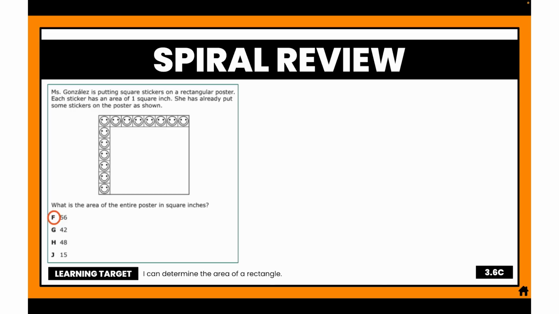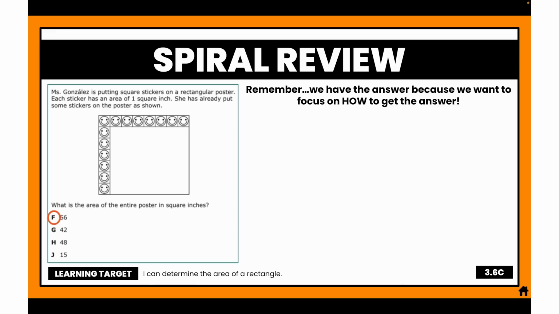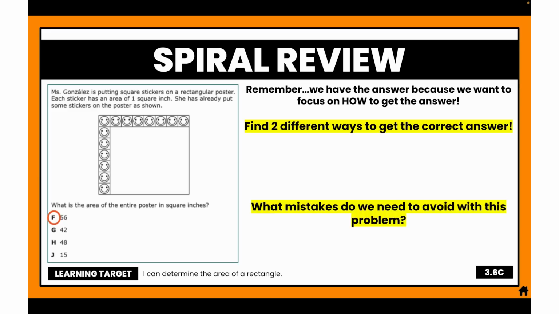So we start off with a spiral review, and this is where I've got an image and then I've got text. Okay, we've got the answer. We want to focus on how to get that answer. Find 2 different ways, and I've left some white space so that we can work out problems and I can jot down notes on the board as students share. What mistakes do we need to avoid?